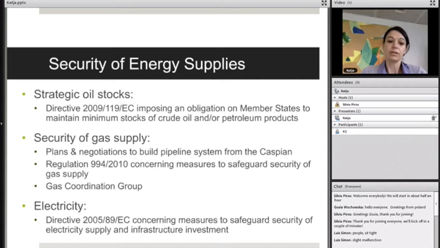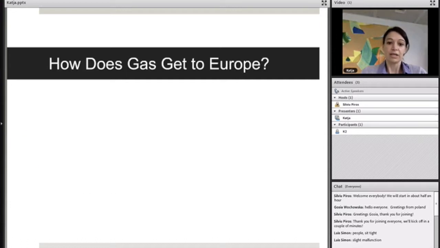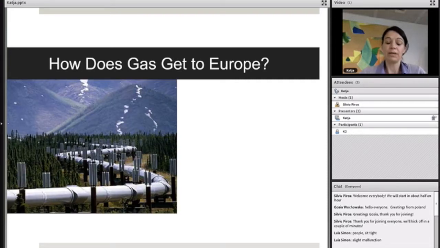But if you look at the imports that we still are dependent on for quite a significant part of our energy need, how does the gas get to Europe? In the lecture we focused more on gas because that is an interesting case, particularly with the current situation. So how does the gas get to Europe? And basically we have two options. One, or both of them, were already mentioned.